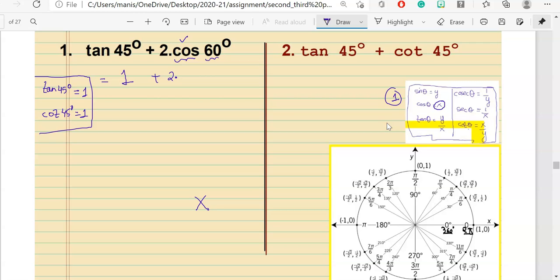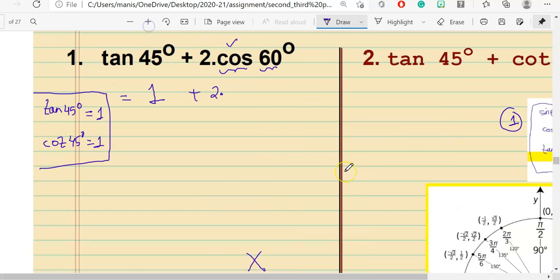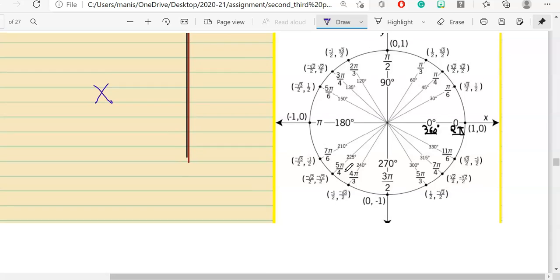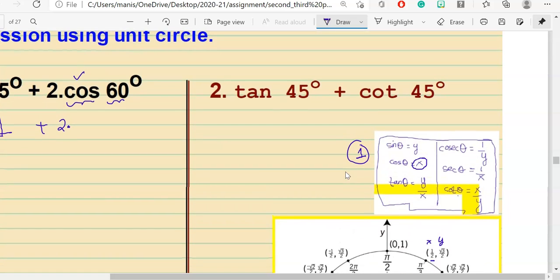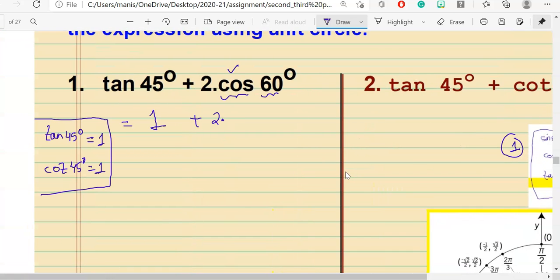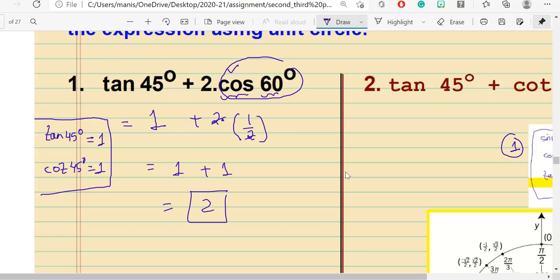Check 60 degrees. So let's go to the unit circle over here, and let me zoom in. Now this is your 60 degree. This is your x and this is your y. So what is the value of x? 1/2. Awesome. Good job. So I will come back to my previous question. This and this will be my 1/2. So cosine of 60 degrees is what? It is your 1/2. Now you can cancel this. When you cancel this, you are left with 1 plus 1, which is equal to 2. So this is the answer for this problem.